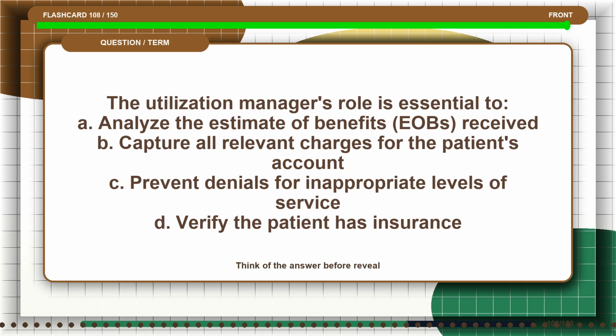Flashcard 108. The utilization manager's role is essential to A. Analyze the explanation of benefits, EOBs, received. B. Capture all relevant charges for the patient's account. C. Prevent denials for inappropriate levels of service. D. Verify the patient has insurance. Think of the answer before the reveal.